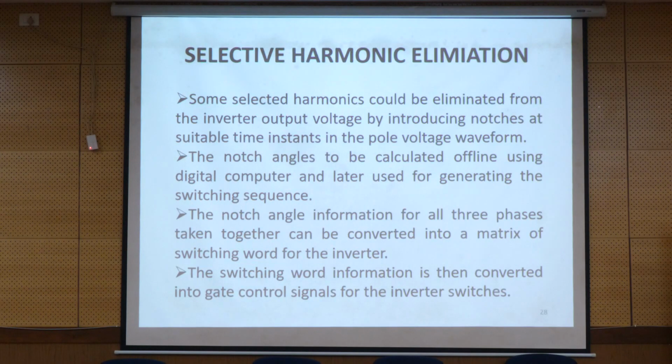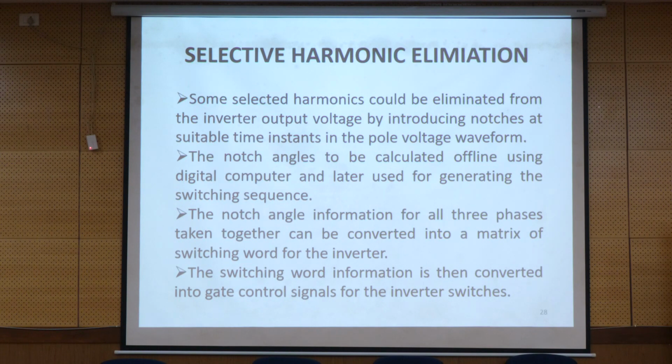One more thing, that is the selective harmonic elimination technique. Here only selected harmonics are taken out by using a notch filter. Notch filters are nothing but zero filters; there will also be comb filters. Some selected harmonics could be eliminated from the inverter output voltage by introducing notches at suitable time instances in the pole voltage waveforms. The notch angles are calculated offline using a digital computer, and then used for generating the switching sequence.